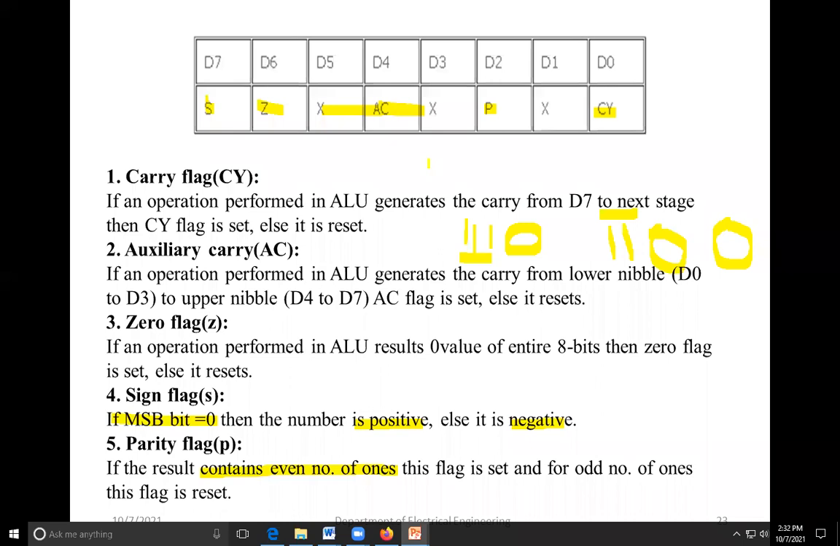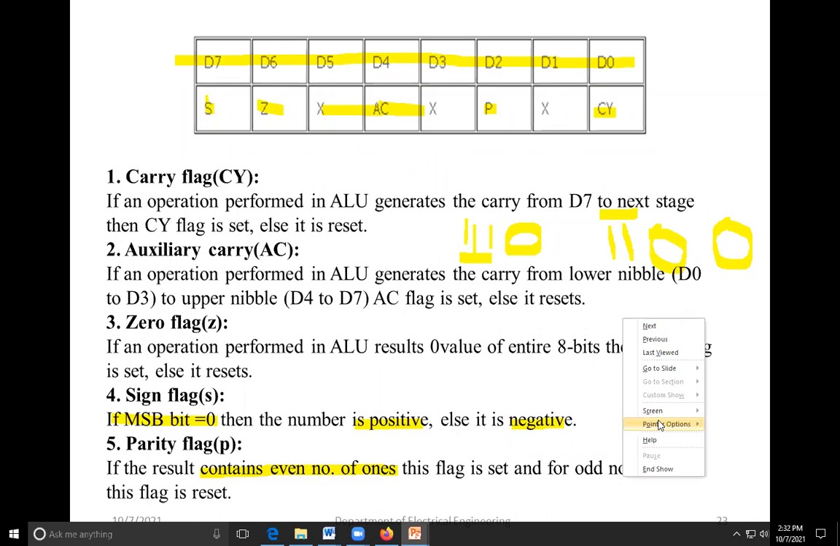If a theoretical exam is conducted, then in the theoretical exam they ask you to draw the flag register and explain the flags. So these are the flags. You have to draw this diagram, write down where the carry flag is, where the parity flag is, where the auxiliary carry flag is, where the zero flag is, and where the sign flag is, and you have to explain these things.